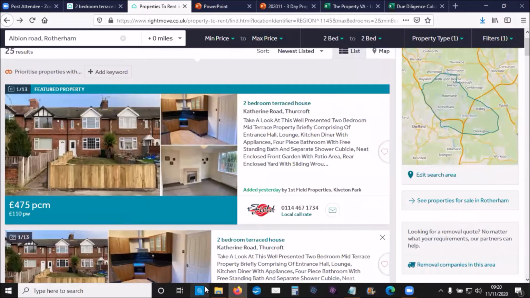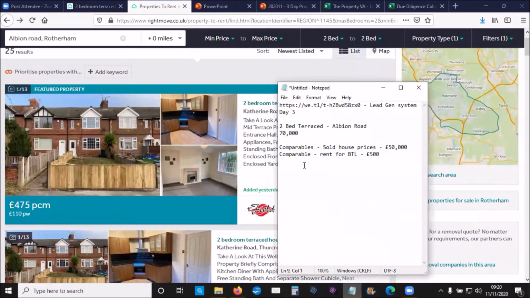All right. So now we've got here our details. So we have a 2-bed terrace property in Albion Road, that's in Rotherham, for £70,000. It's asking for £70,000, but actually, with looking at comparables, we can see that it's probably really only worth £50,000. That's the reason why it's not sold since being listed 4 years ago. That is an extremely long time to wait for a property to sell.